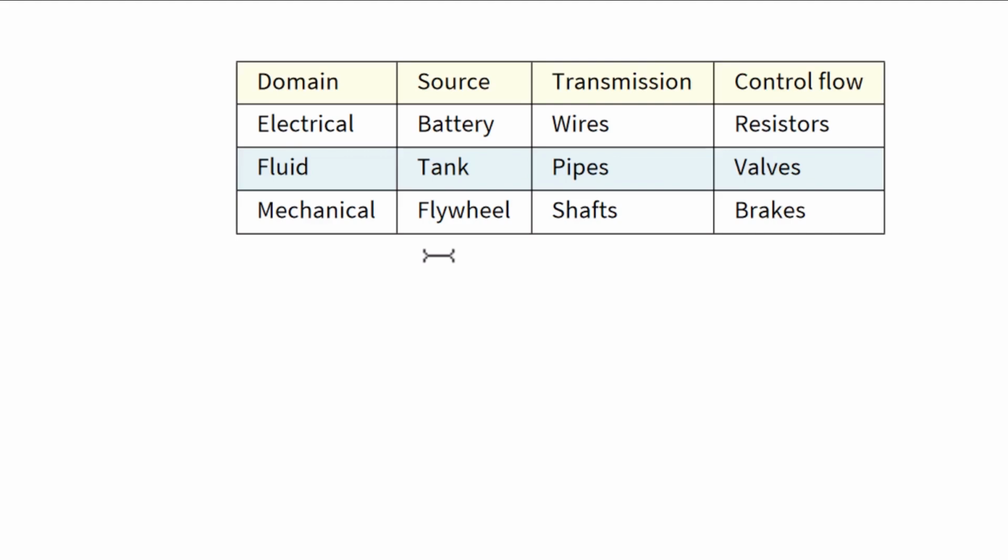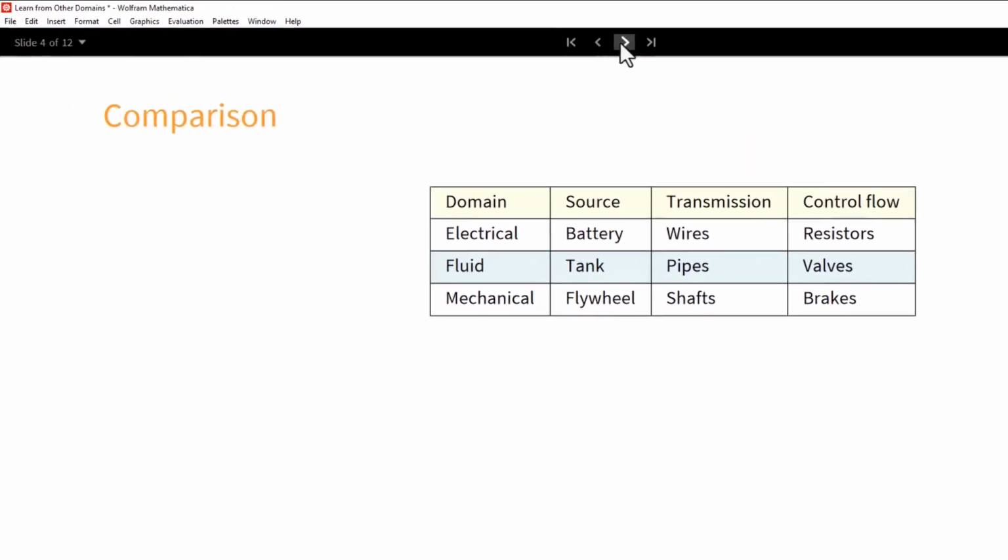All these fields have an energy source like battery, tank, or flywheel. They use a transmission system for transport of energy like wires, pipes, and shafts, and also have some control elements to control the flow like resistors, valves, and brakes. Due to this commonality, sometimes it is useful to see how a problem is solved in one domain and check if those solutions can be reused in your domain.